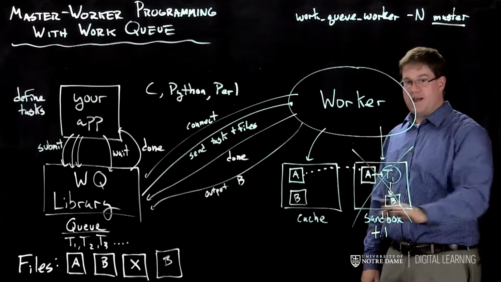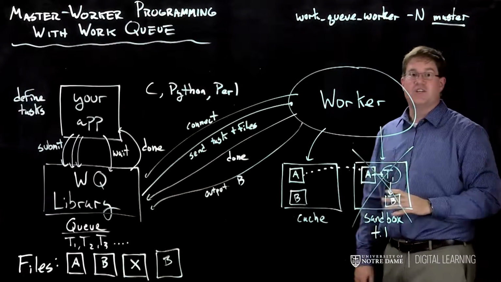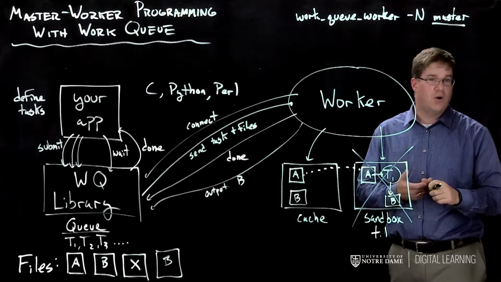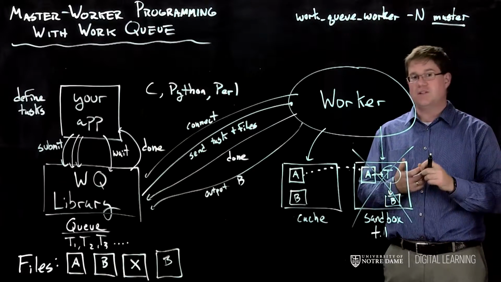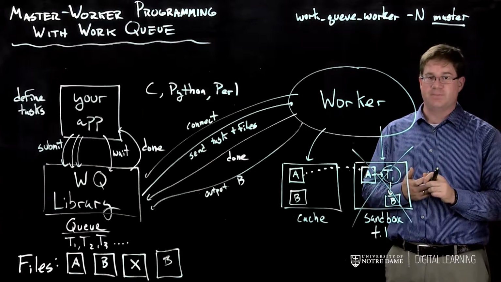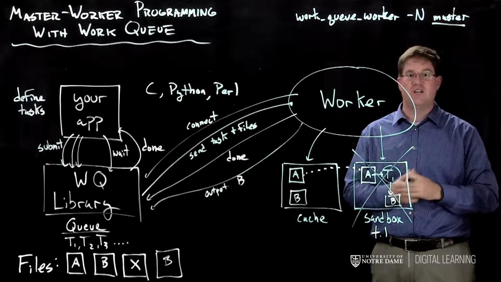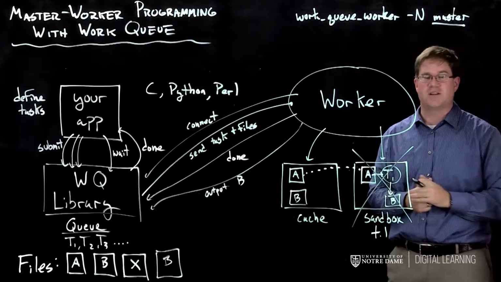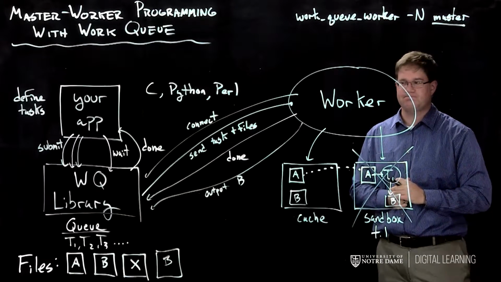Now, this sandbox is very important. It gives each task a private namespace in which to work. And what that does is it guarantees that no matter where that task runs, it's only going to see the files that it's supposed to see. So if you end up running on different machines with different properties, you shouldn't have to worry about all those differences because the sandbox is going to be the same in either case.